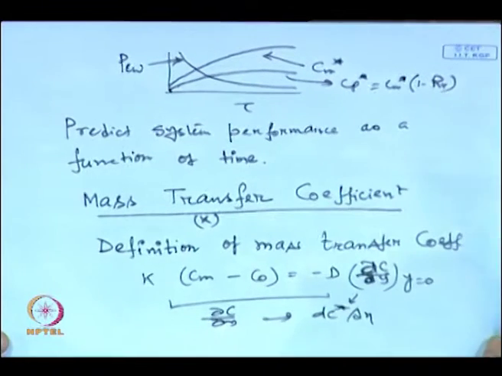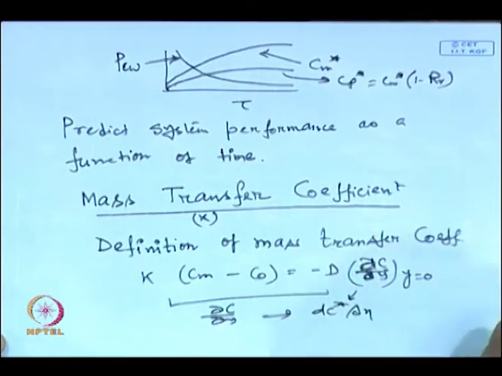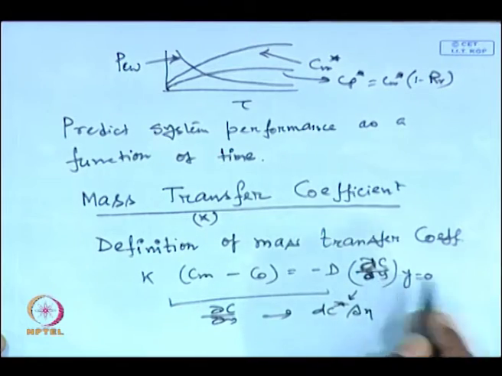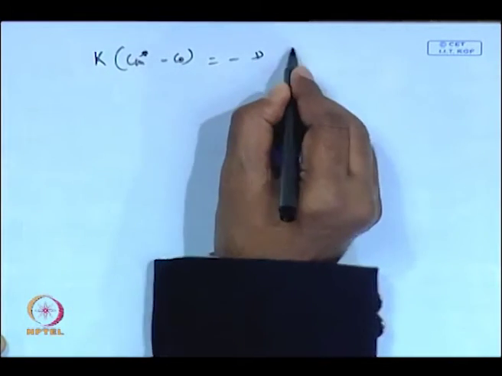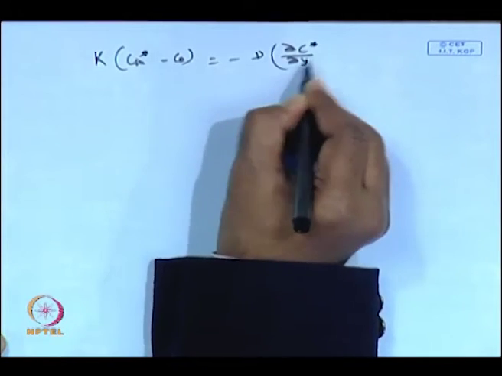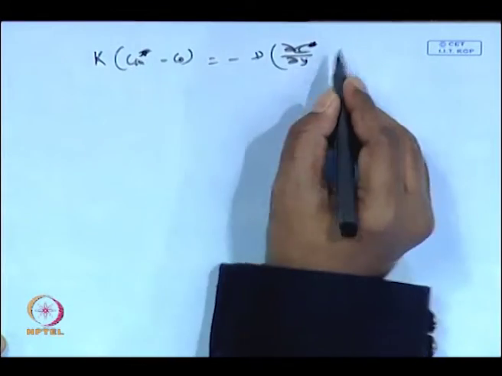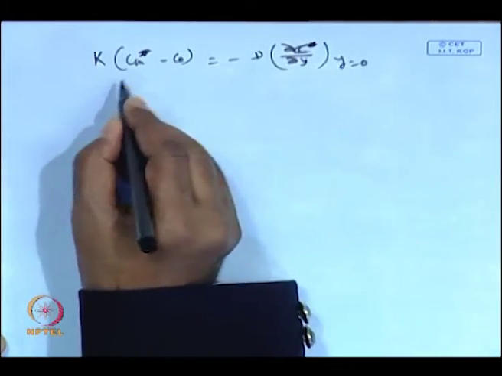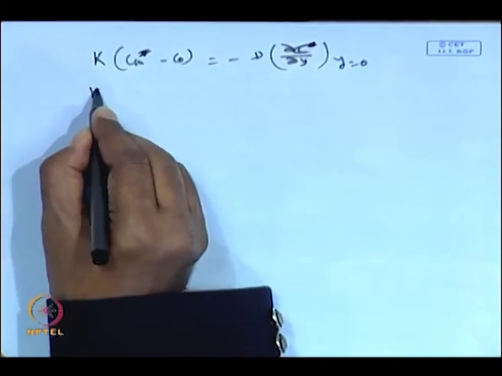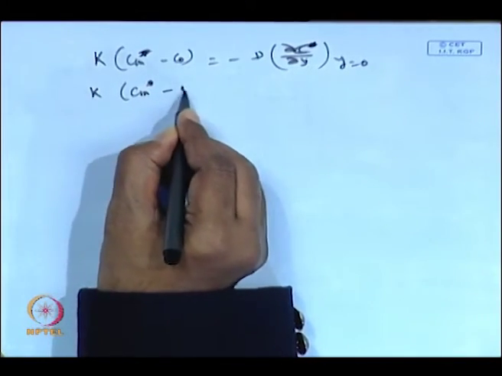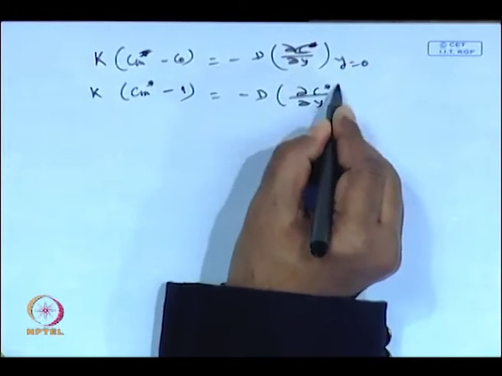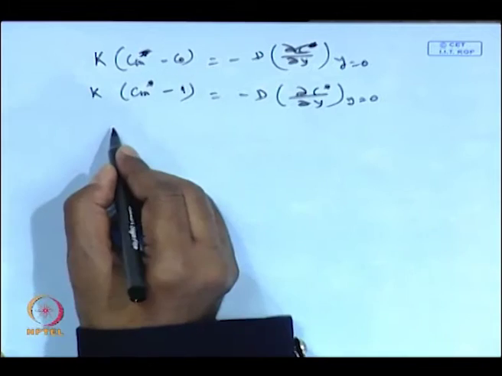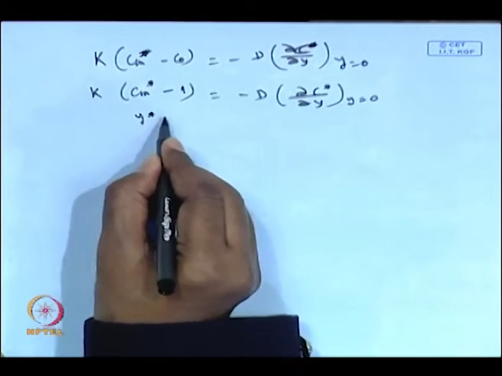First we make the equation non-dimensional, then we put the value of the governing derivative in terms of eta. So, K (Cm star minus C naught) is equal to minus D del c by del y at y is equal to 0. Okay, there is no star here. Now, you divide both sides by C naught. So, this becomes Cm star minus 1 is equal to minus D del c by C naught, so it becomes del c star by del y at y is equal to 0. Okay.